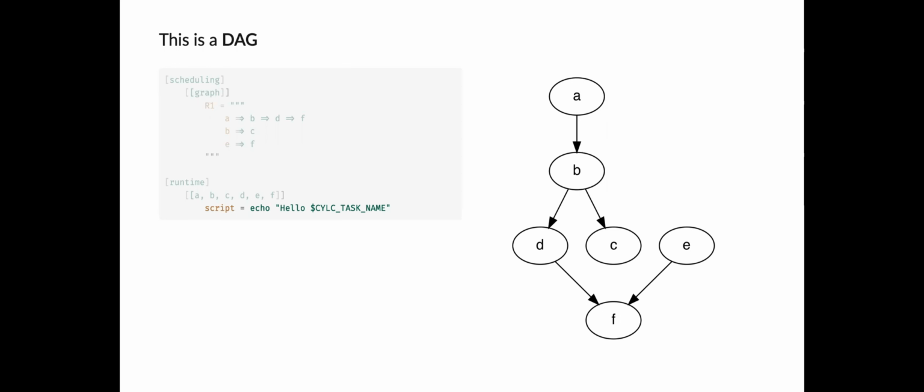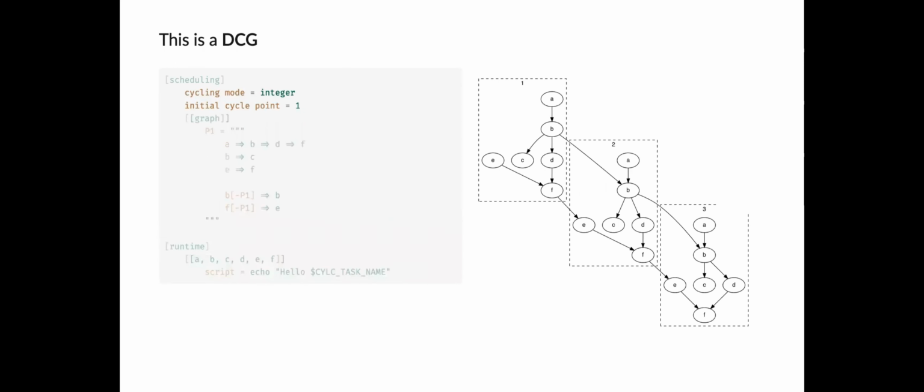But what if we wanted to turn this into a cycling workflow? First, we will tell Cylc that we want it to number our cycles by setting the cycling mode to integer. And then we tell Cylc to start counting from the number 1 by setting initial cycle point equals 1. The graph on the right now shows the first 3 cycles of this workflow, labeled 1, 2, and 3. We then change R1, meaning run once, for P1, meaning run every cycle.